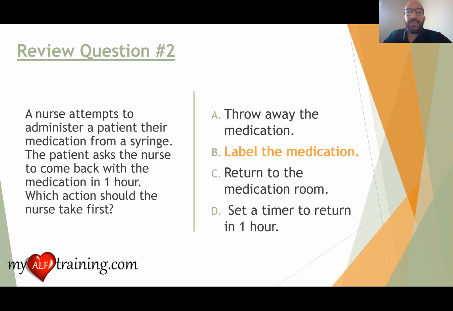Return to the medication room. First, she should label the medication. This medication should already have been labeled, but if not, then the medication needs to be labeled, maybe with the time she's going to return. And then set a timer to return in 1 hour. But the first thing we're worried about is the medication. So she should label it, then return to the medication room, then throw away the medication or store it, and then set a timer to return in 1 hour after she's done those things.